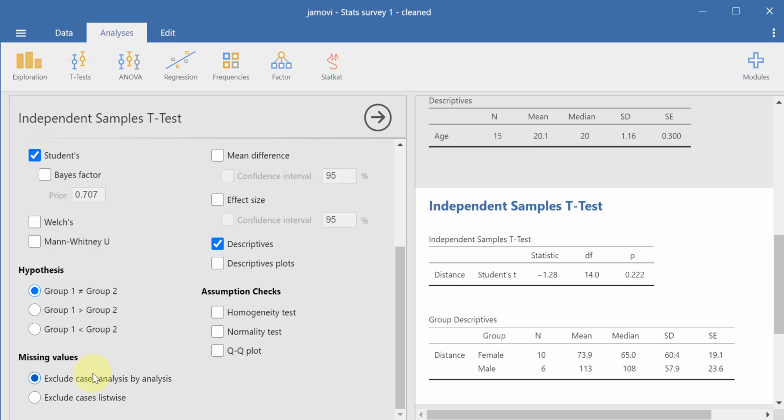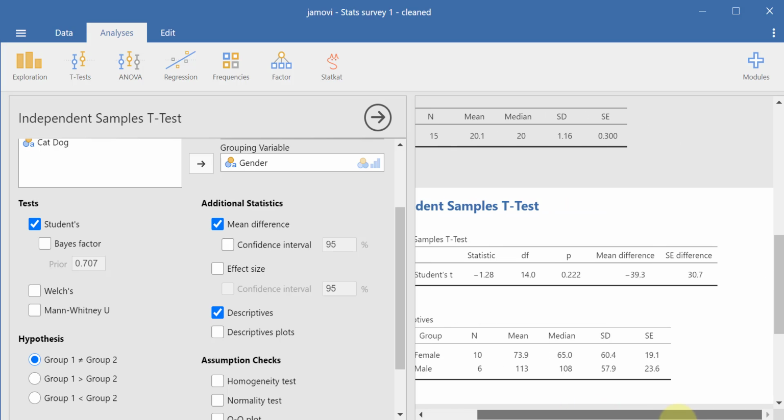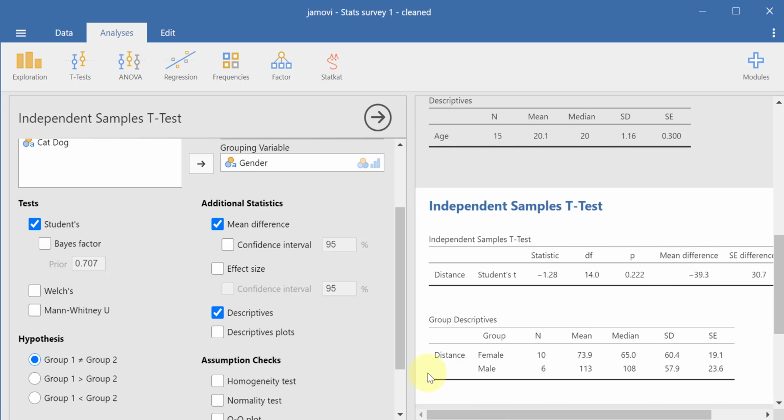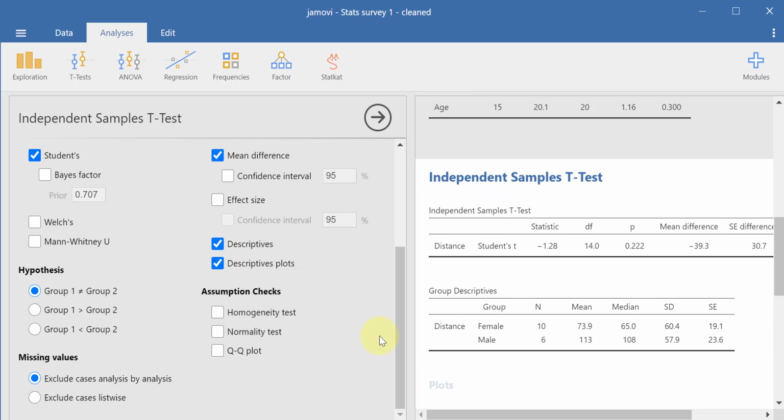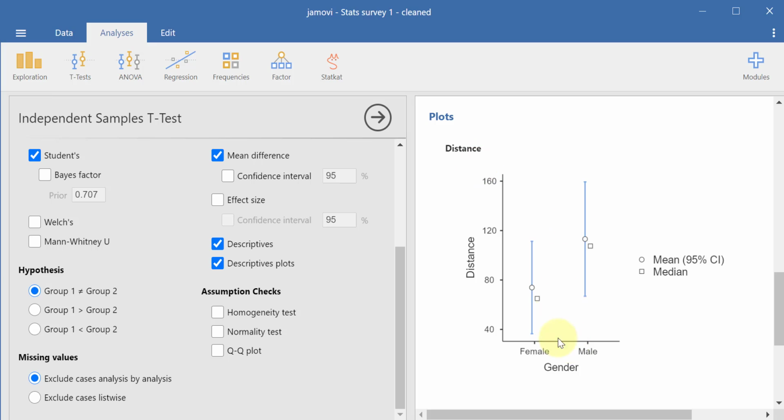Missing values, I didn't have any missing values, but analysis by analysis is perfect. You can have other statistics, right? So I could put in a mean difference. So here I can now see what is my difference between males and females. You can also have a descriptives plot. So sometimes it's helpful to kind of like look at what your data looks like.